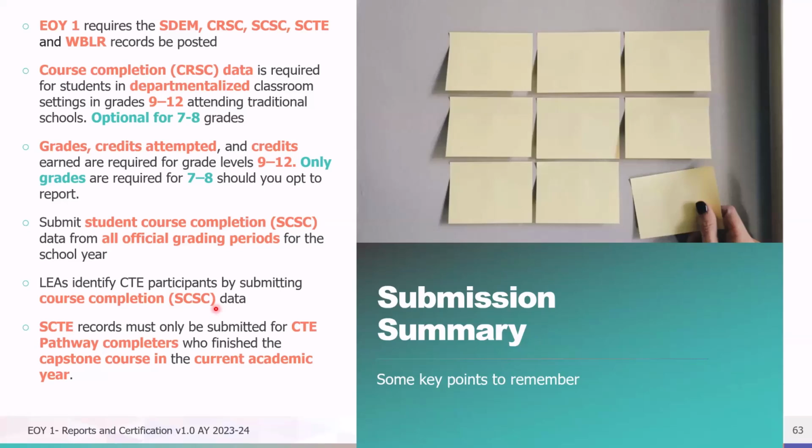Now, the LEAs identify CTE participants by submitting the course completion, SCSC, and then of course, if you're claiming that the student is a CTE pathway completer, you need to have both the SCSC record completion reported this year and the CTE pathway completer reported this year or in the current academic year. So that's the meat of this training, the meat of this submission.